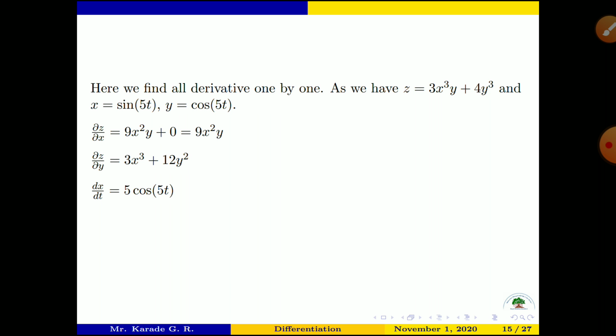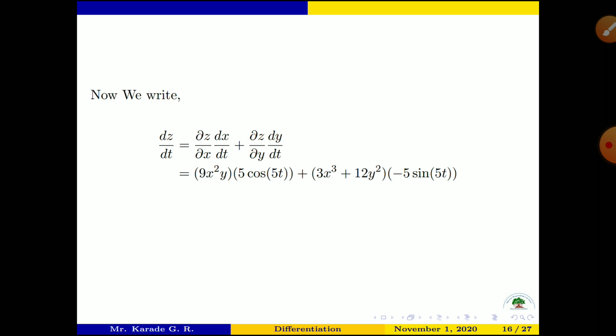Now find the derivative dx by dt. Dx by dt means the derivative of x with respect to t, and x is sine 5t, and its derivative with respect to t is 5 times cos of 5t. Also find the derivative of y with respect to t, which is equal to minus 5 into sine of 5t.